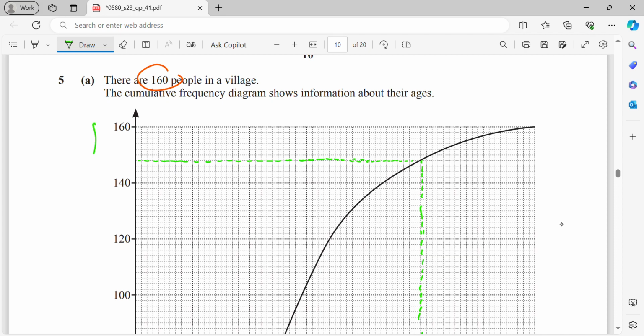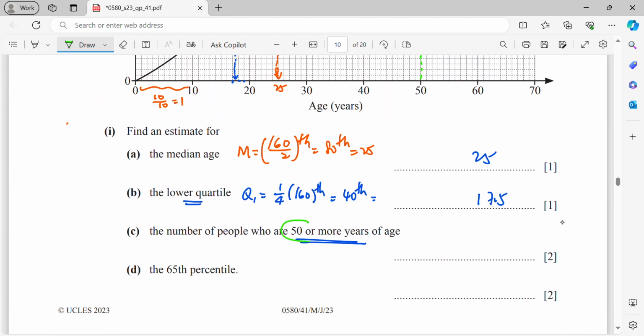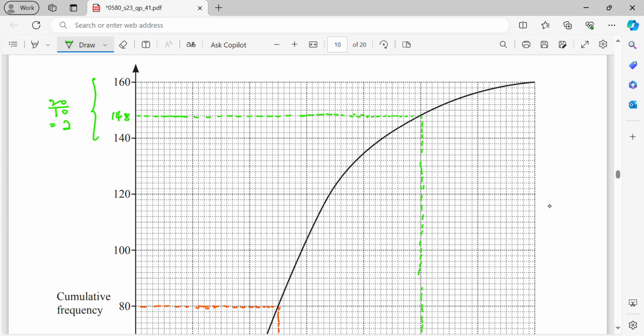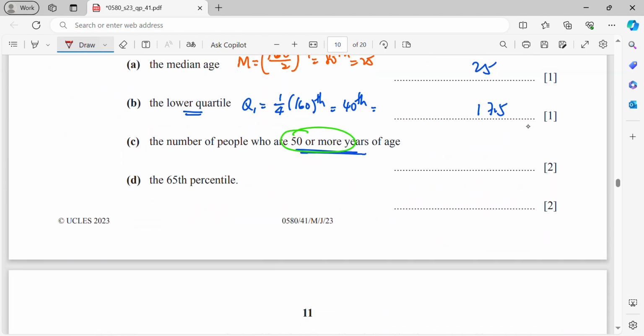Now, for the vertical axis, the difference is 20, but there are 10 squares. That means each square is 2 units. So when you look at here, this is 148, right? But then the question asks for 50 or more. 50 or more is basically counted from here, right? It's not 148. 148 means 50 and less than 50, right? So it will be 160 minus 148. So here I will write the working is 160 minus 148. That is 12. So the answer is 12.